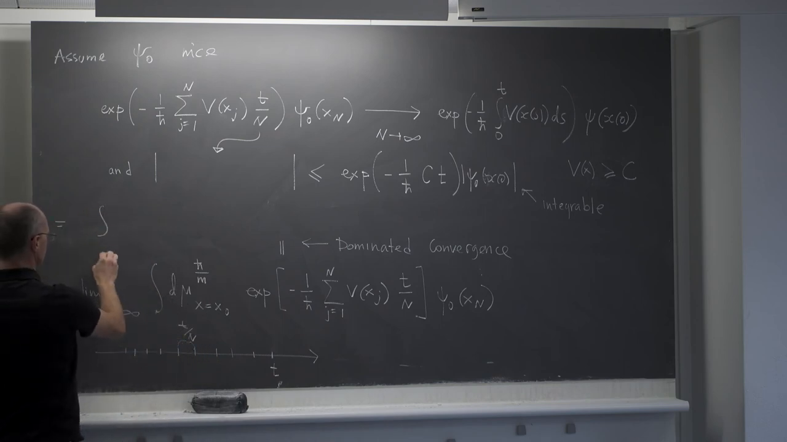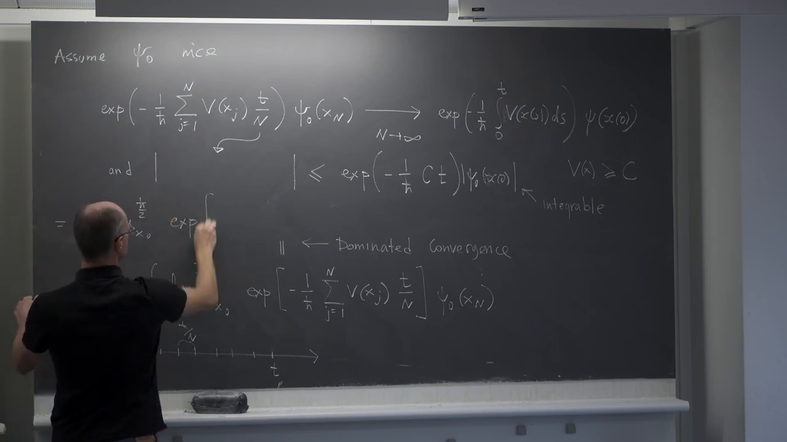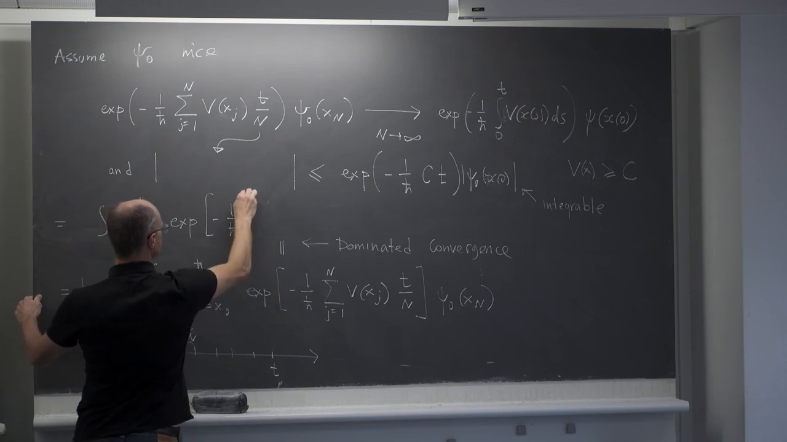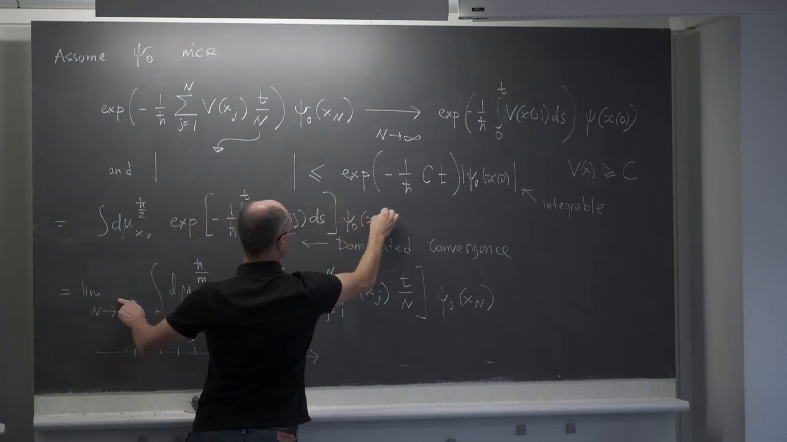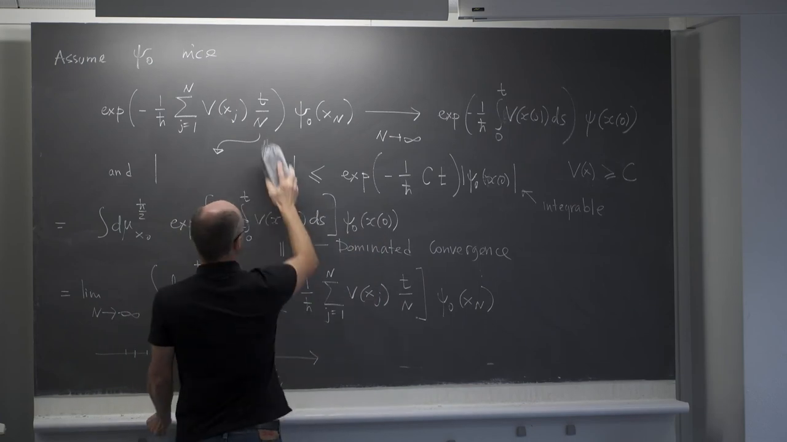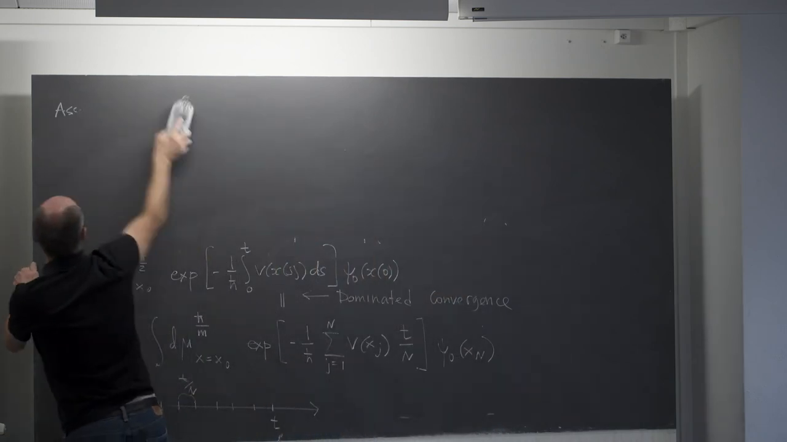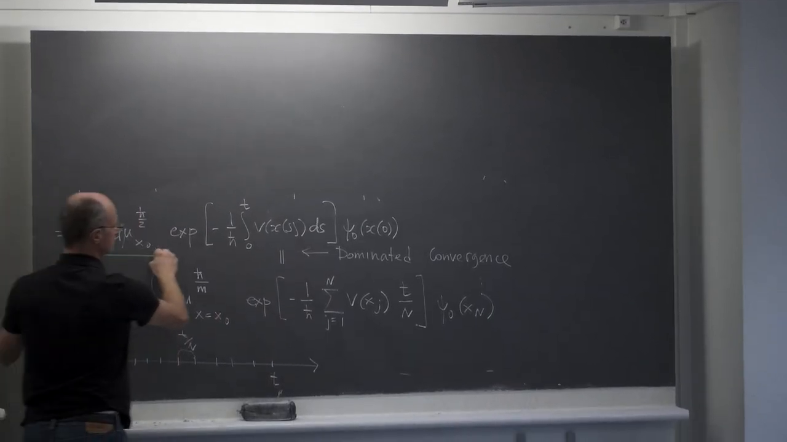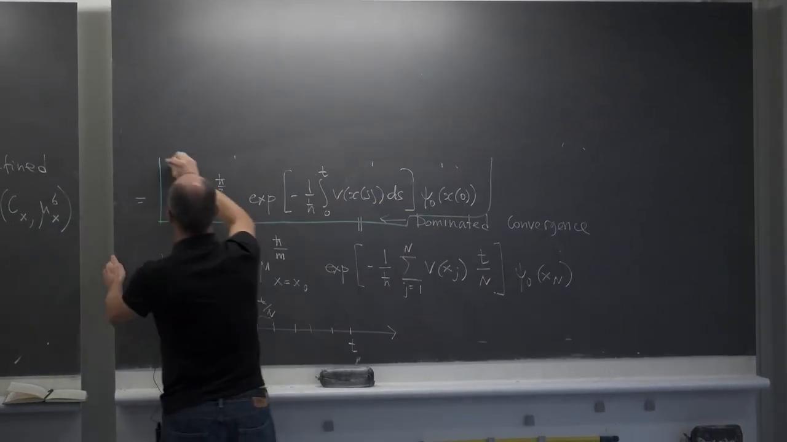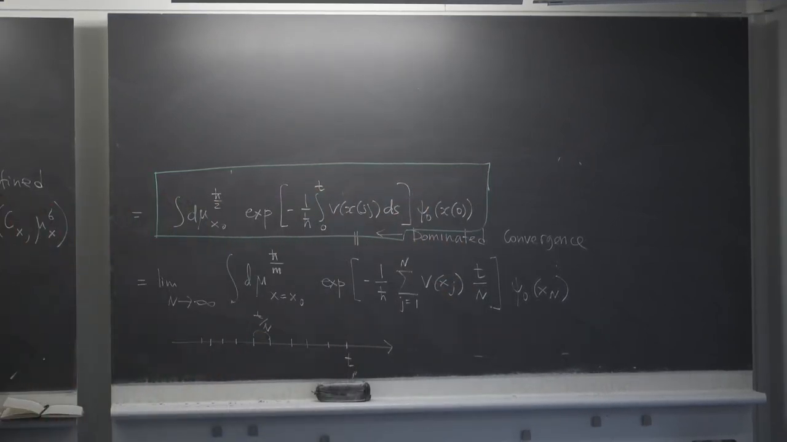And this is equal to the integral dμ_{x0}^{h/m}, and here the exponential of minus 1 over h times the integral of the potential along the path. So this is the Feynman-Kac formula.